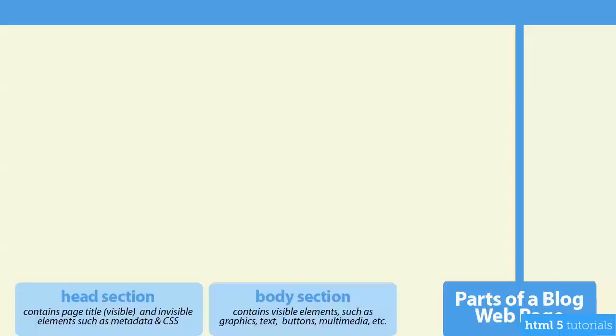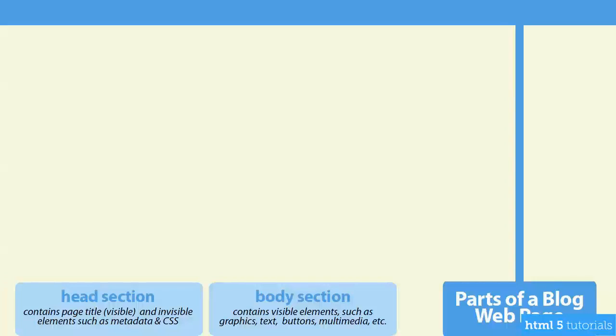In this lesson, let's talk about the main parts of a web page, or more specifically for what we're covering in this workshop, the main parts of a blog. So let's go ahead and get started. First of all, when you're dealing with the HTML code, the source code for the document, there are really just two sections, the head section and the body section.